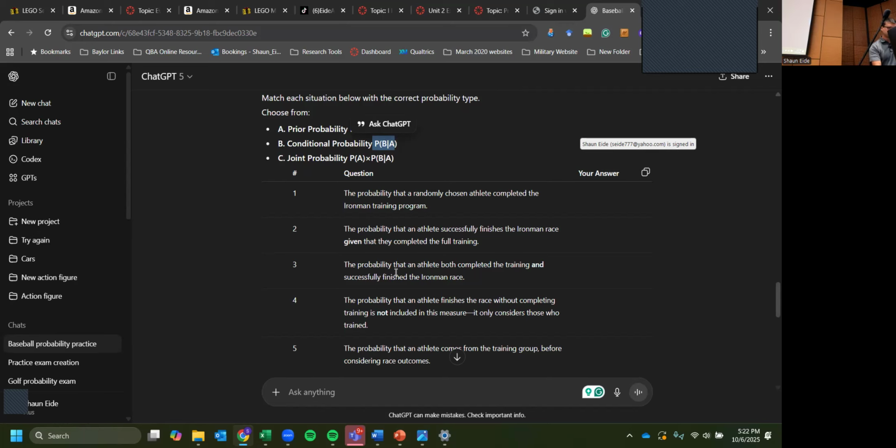Let's look at another one. The probability that an athlete both completes the training program and successfully finishes the Ironman race. What is this? Joint conditional probability. So probability of A is they completed the training program. Probability of B, they completed the Ironman given that they completed the training program. So probability of A multiplied by the probability of B given A.